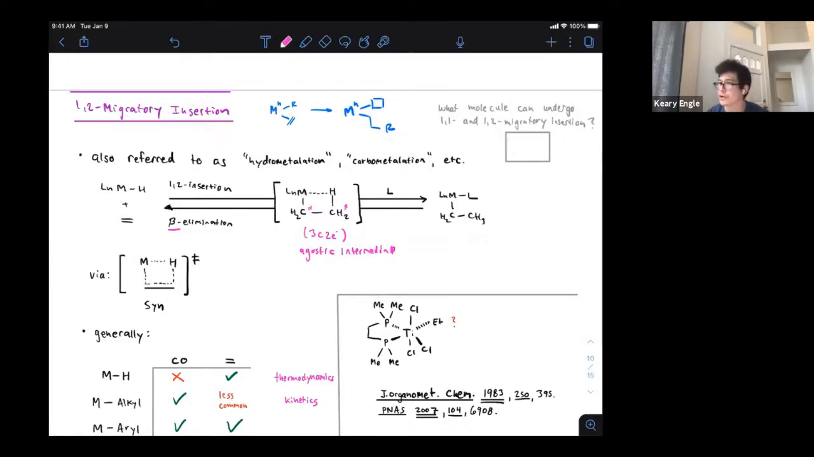And so the nomenclature here in terms of the Greek letters, beta is referring to the position with respect to the metal.